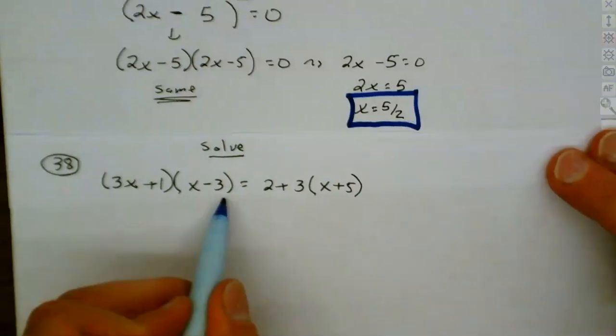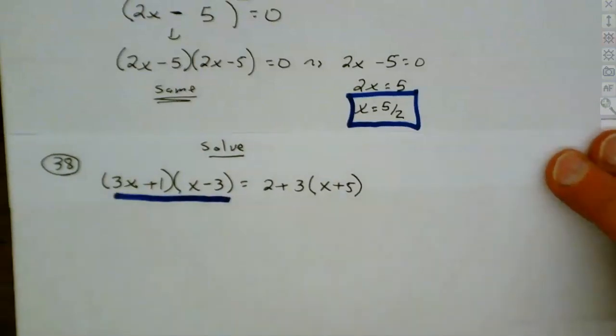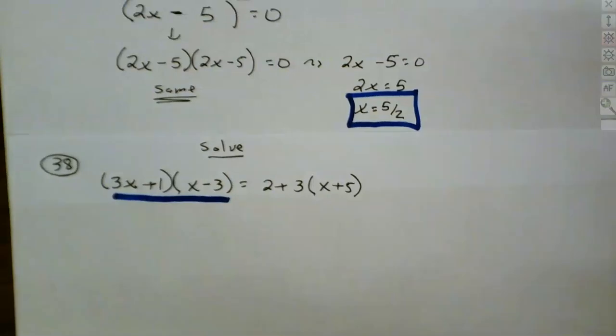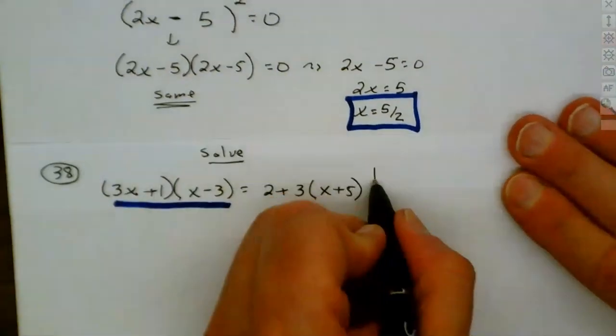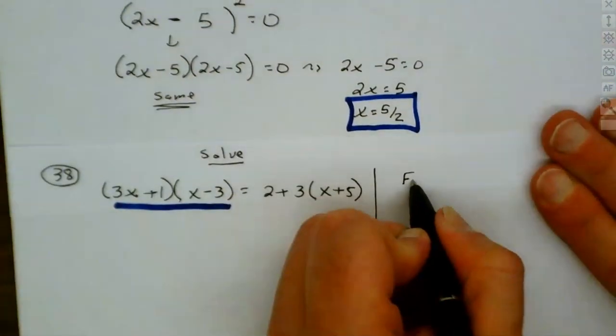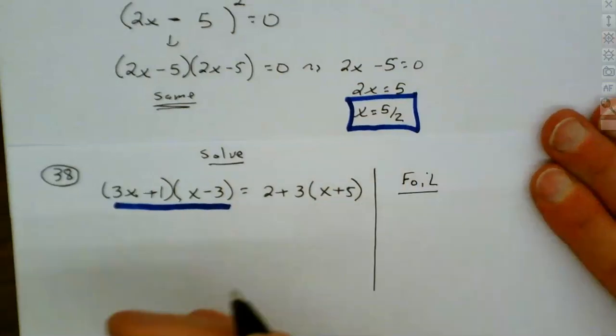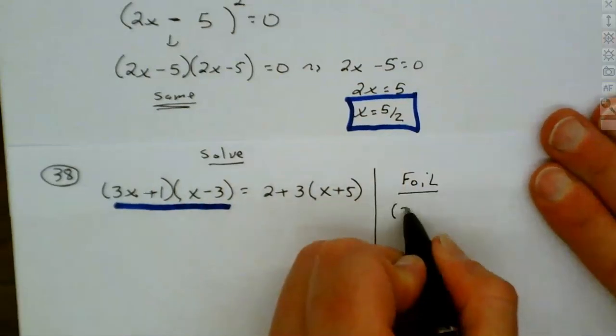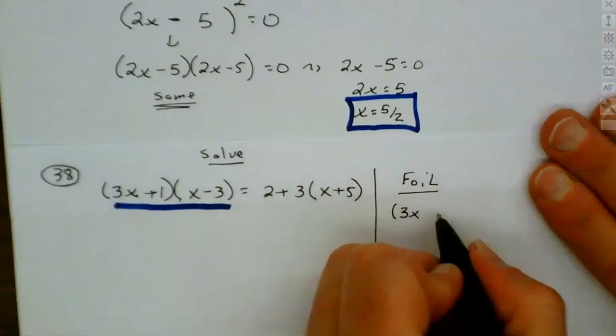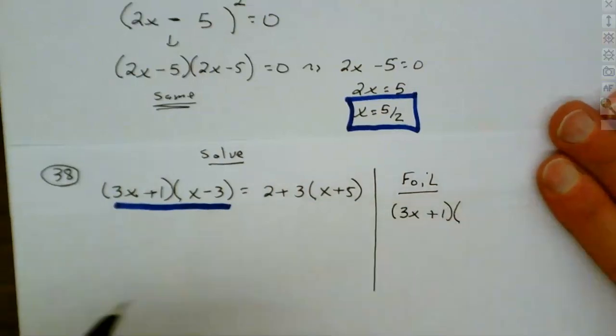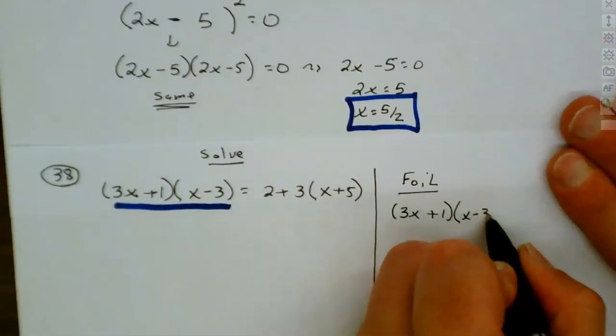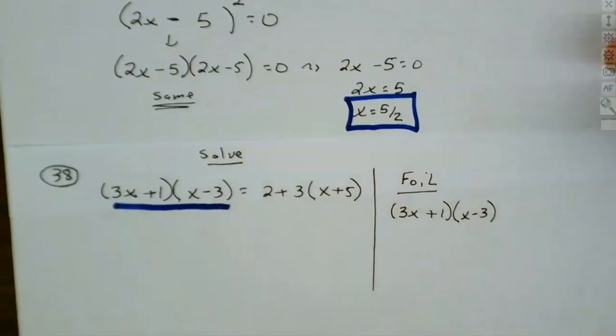So what I'm going to do is take the left-hand side and FOIL it out, because we're going to have to rewrite this and factor it. So take that left-hand side, which is 3x plus 1, x minus 3, and we're going to FOIL it.